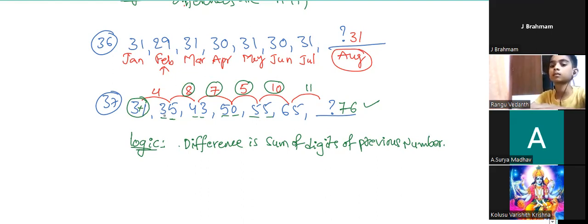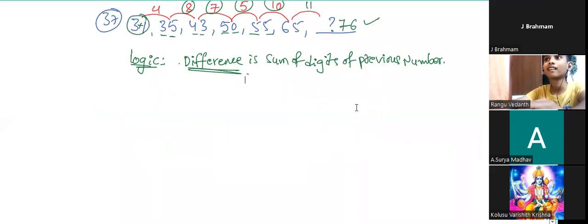Sir, but you told that it was based on difference. Sorry, it is on difference, right? Yes, it is based on difference only. So see the logic here once. Difference is the sum of the digits of the previous number. Sir, does difference mean subtraction? No, difference can be addition or subtraction. Both those two operations come under difference only.